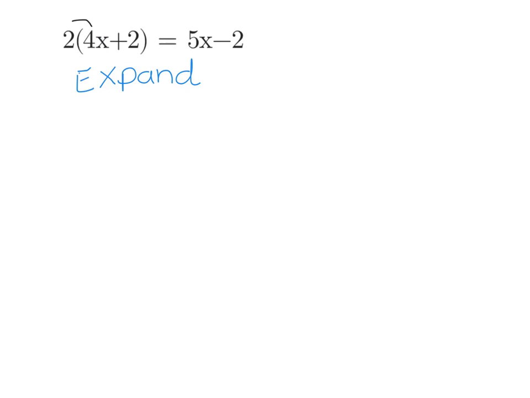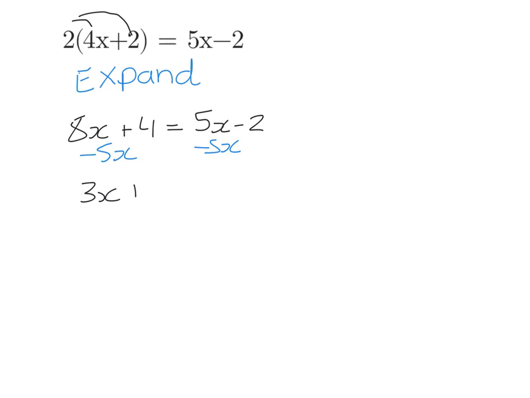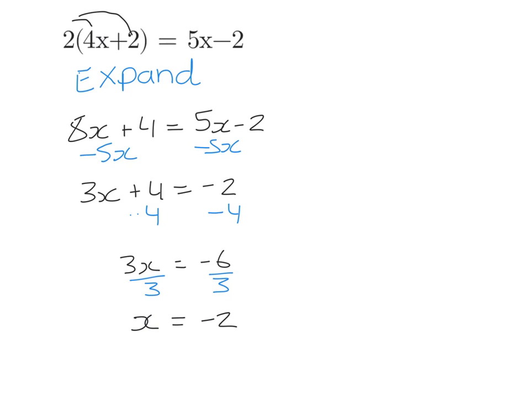So 2 times 4x is 8x. 2 times 2 is 4. My right-hand side was already fine. Okay, from here I'm going to take away 5x from both sides, and I'll get 3x plus 4 equals negative 2. And I can solve this, and just to save you time, I'll end up with x equals negative 2. Okay, they're all done.